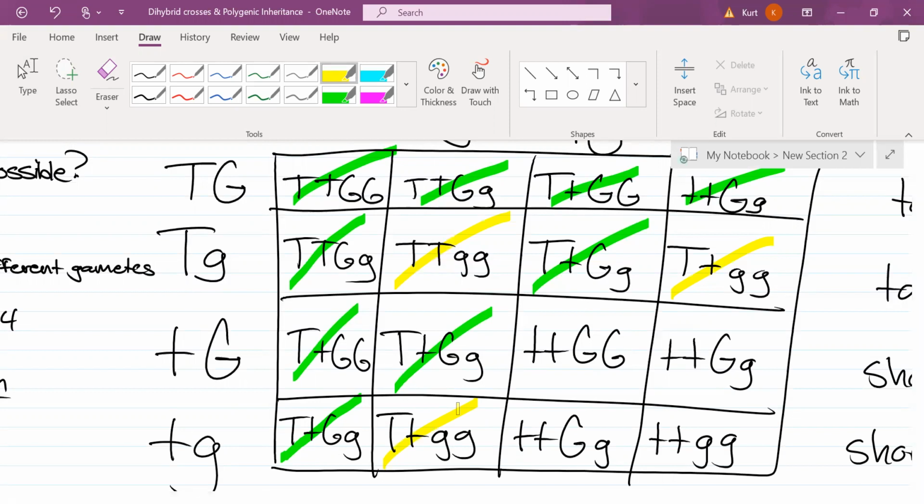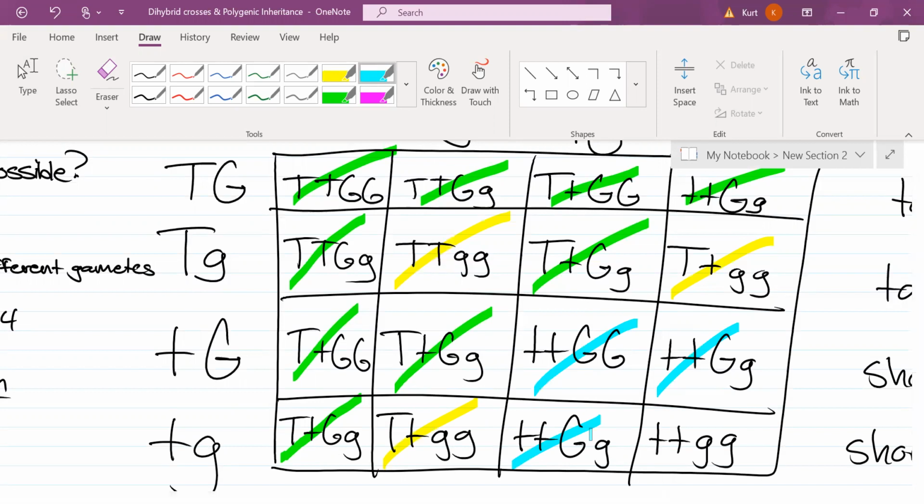0.1875 or 18.75%. I'm going to use a blue highlighter to identify the ones that will be short in green. That should be row 3, box 3 and 4, and row 4, box 3. That's 3 out of 16. That should be 0.1875. Yes?